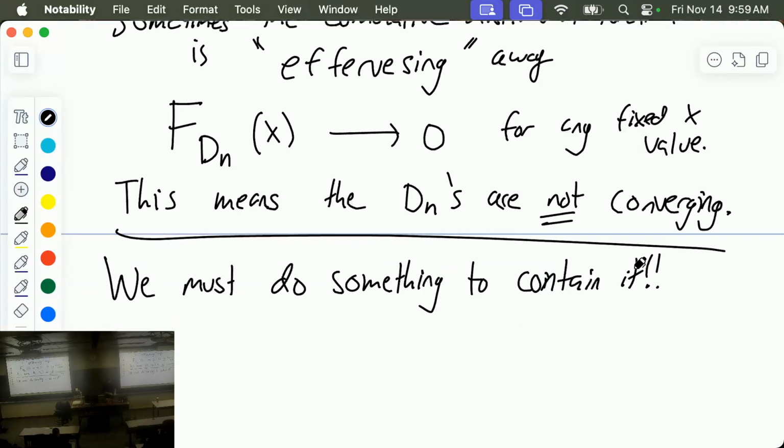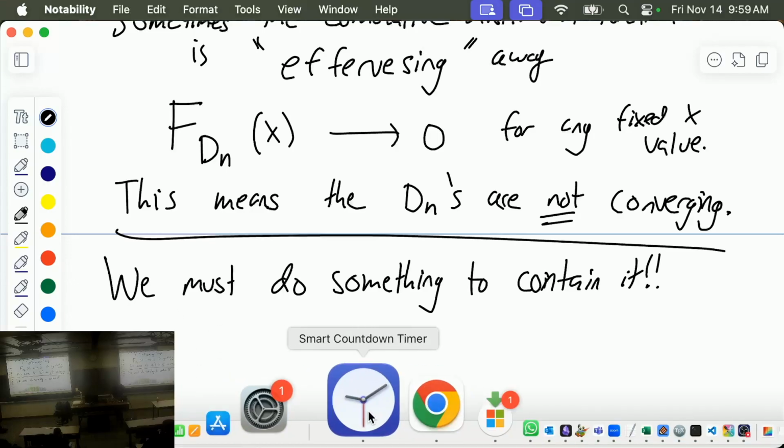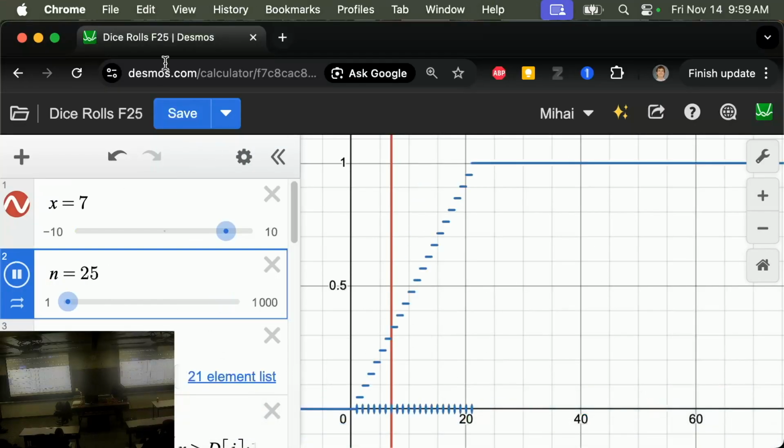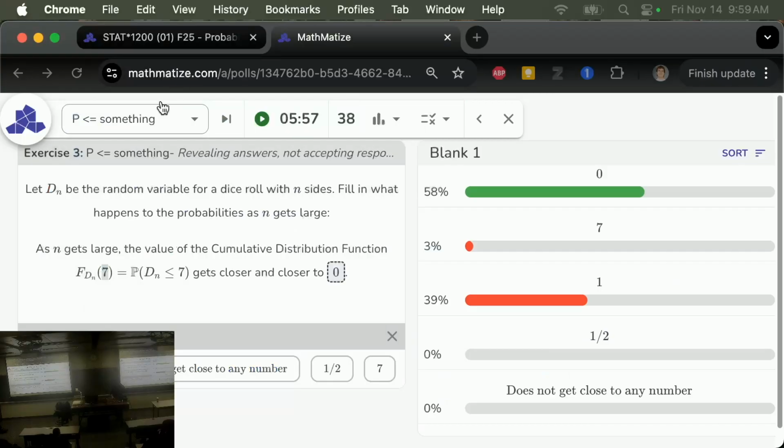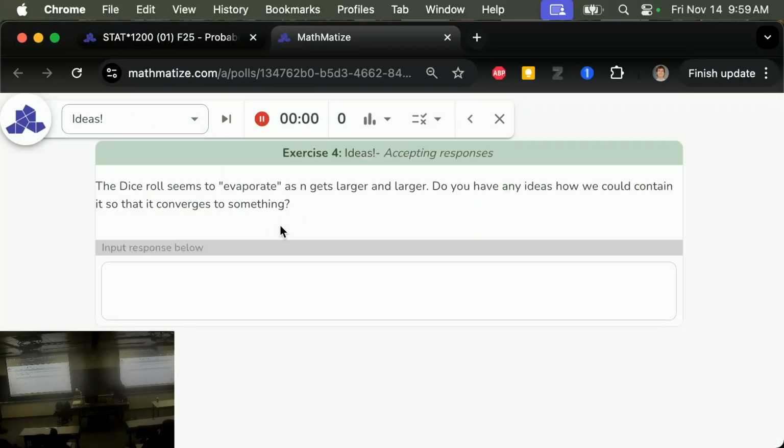I think I have a mathematizer. You tell me your zany ideas. How do we corral this random variable? It seems to evaporate as n gets larger and larger. Do you have any ideas on how we could contain it? I'll let you think for a minute. Tell me your best ideas.